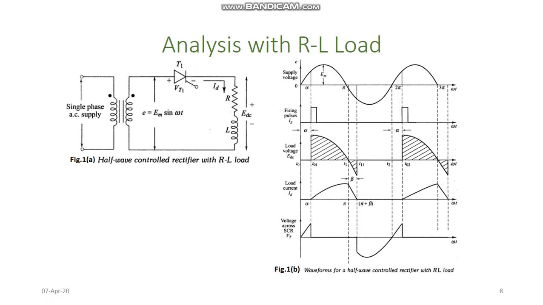Now its analysis with an RL load. In this analysis we have a similar circuit. An input signal is applied over here. Thyristor T1 is present in our circuit, and we have an RL load. And this is the first case in which we are considering that there is no freewheeling diode. So we will see what kind of waveforms will be obtained at the output.